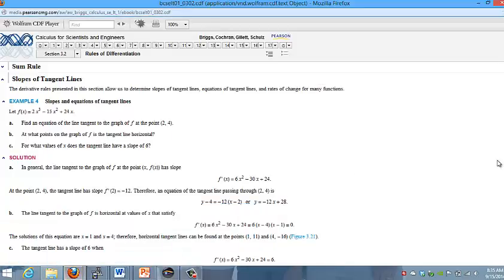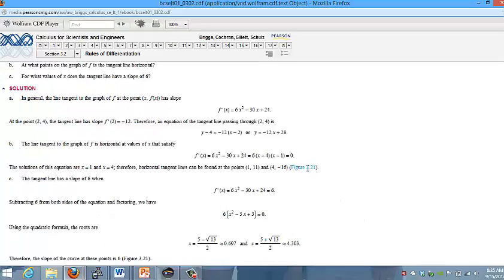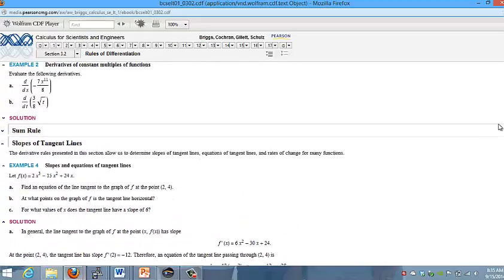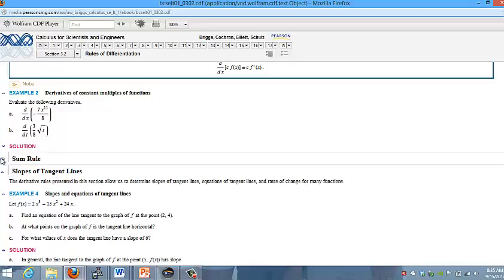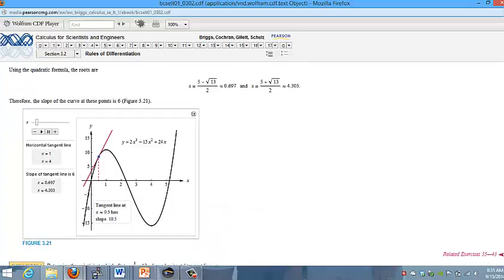And did they draw me a graph? I guess not. Oh, yeah, they did. Figure 3.21. There's a picture. Let's find it. There it is, right? So where are the horizontal tangent lines? Here's one of them, x equals 1. Here's another one, x equals 4. What do you notice about the horizontal tangent lines and their relationship to the function?